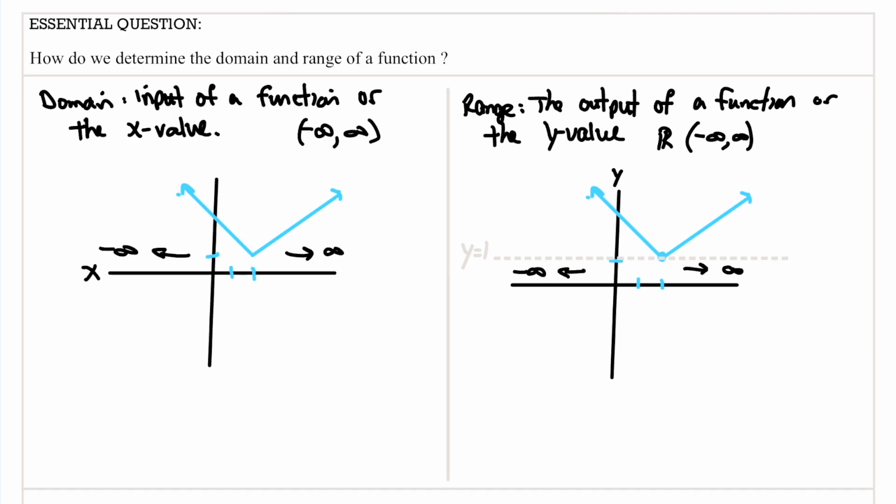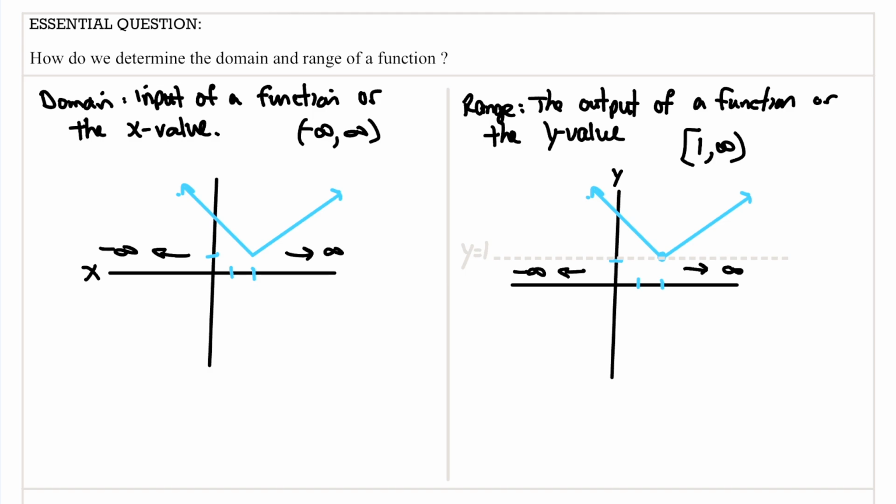So our range here wouldn't be all real numbers. It would be 1 to infinity. And then in interval notation, we use brackets and parentheses. That's a whole different discussion. But we're never going to get any y values below 1 on the y-axis.